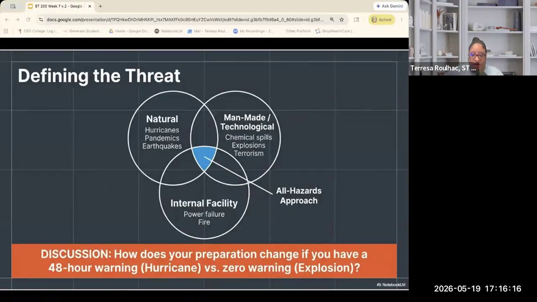Now let's talk about this scenario, okay? We look at our preparation, okay? How does your preparation change if you have a 48-hour warning for a hurricane versus 0 warnings in an explosion? So you have 2-day notice, okay? What can a hospital do in advance? They can cancel elective cases. They can prepare. Yes. What else can they do? What do you think they would do with patients that are stable? Do you think they would keep them or try to discharge them? Move them, right? What about our equipment?